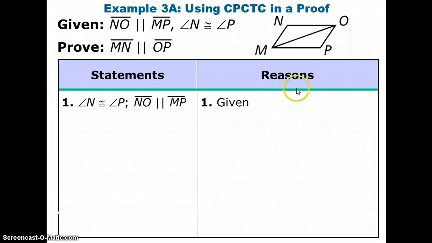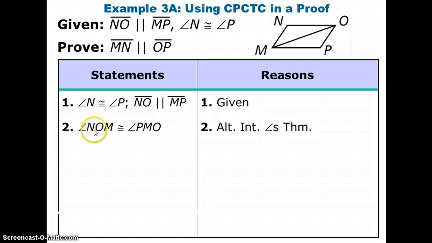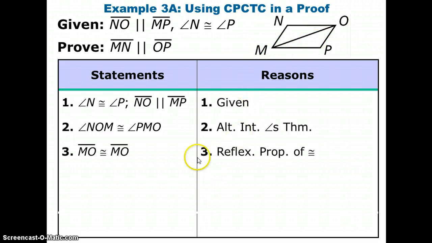So angle N is congruent to angle P. That's one of the givens. Here's the other given. So we have one pair of congruent angles. Here's another pair of congruent angles by the alternate interior angles theorem: NOM and PMO. And then we have MO is congruent to itself by the reflexive property. So the triangles are congruent by angle, angle, side. Two angles and a non-included side congruent to two angles and another non-included side.